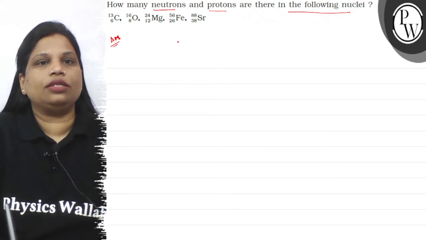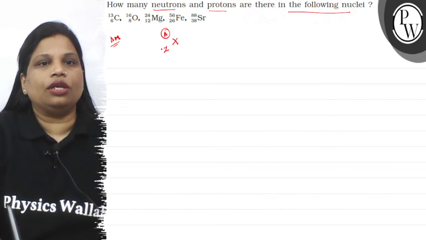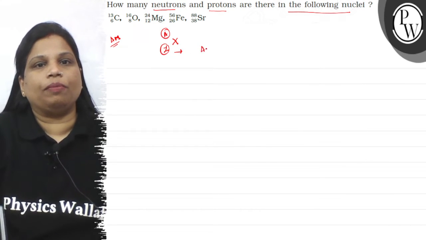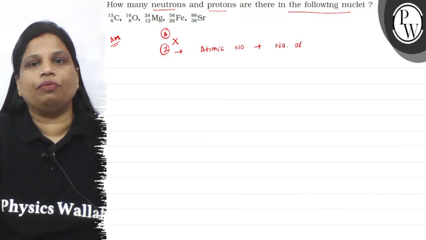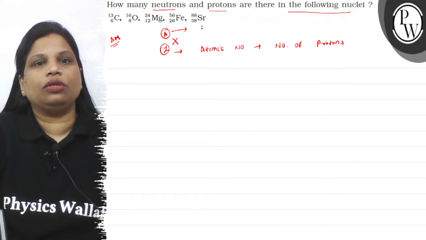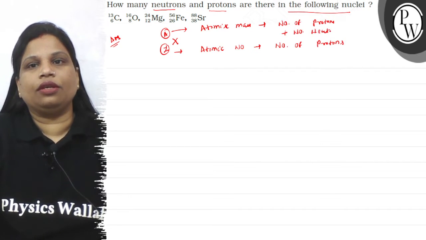So बच्चों, when a nuclei is represented like this, X with Z and A, okay, Z represents the atomic number. ठीक है, Z represents atomic number, and atomic number क्या represent करता है? This represents the number of protons. ठीक है, and atomic mass क्या होता है बच्चों? A is atomic mass, which is the sum of number of protons plus number of neutrons.